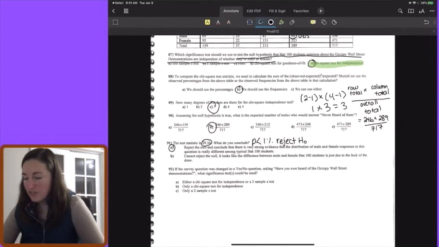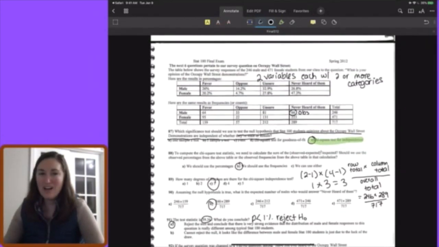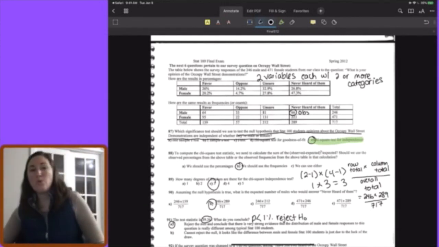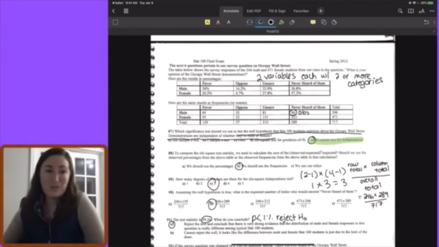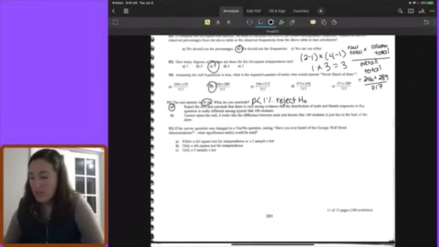92 says, if the survey question was changed to a yes or no question, asking, have you heard of the Occupy Wall Street demonstrations, what significant tests should be used? Okay, so if instead of asking, how do you feel about this, we were just asking, have you heard of it? That would just be a yes or no question, right? So we'd have male, female, yes, and no.